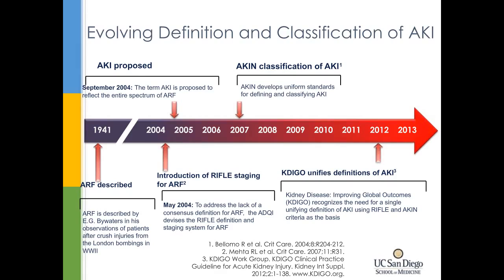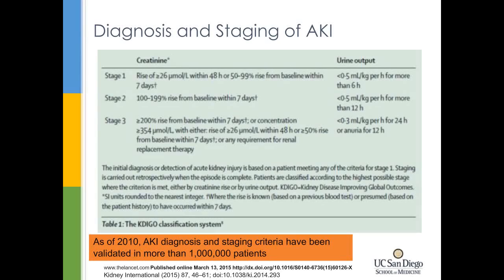This has been enabled to a large extent over the last almost 12 years by the introduction of the RIFLE staging, the AKIN classification, and most recently the KDIGO classification for acute kidney injury, which are largely based upon two primary criteria: a change in creatinine and/or a change in urine output. This change in creatinine is measured over a course of 7 days, and the staging criteria just reflects the magnitude of change, either as an absolute criterion of about 0.3 milligrams per deciliter or 26 micromoles per liter within a 48-hour interval, or a change of between 50 to 100% rise from a baseline within 7 days.